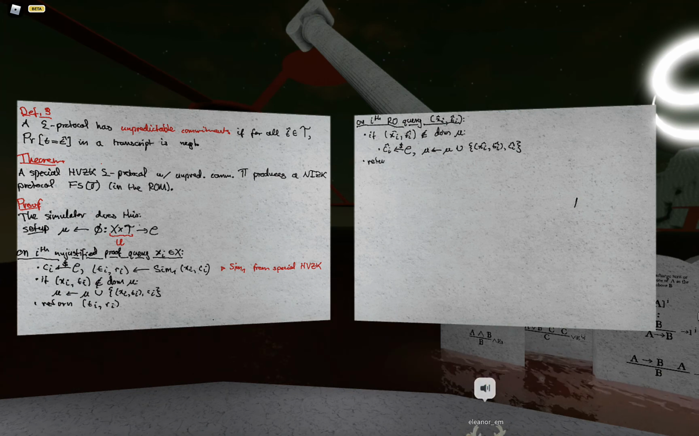And now I just return whatever's in my map. Okay, that's it, that's the simulator. So let's try to think about this. How could you tell these two worlds apart?